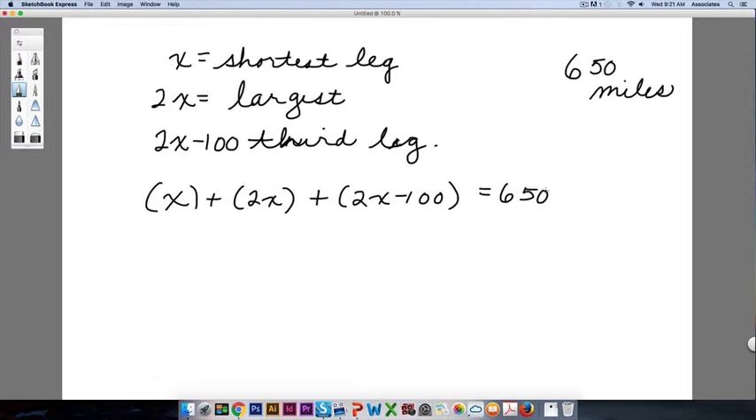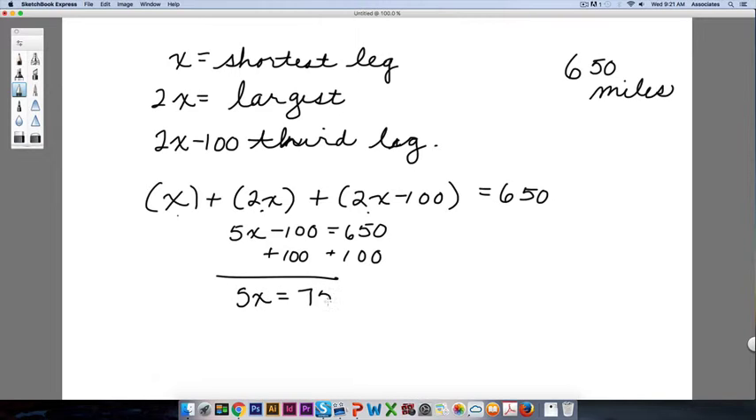Remember, your next step is going to be to add like terms. So let's go ahead and have you pause the video and solve it. Remember to label, and the label should be in miles. Welcome back. I'm going to add my like terms. x plus 2x is 3x, plus 2x gives me 5x. So I have 5x minus 100 equals 650. The inverse of subtracting 100 is adding 100. So I get 5x equals 750.